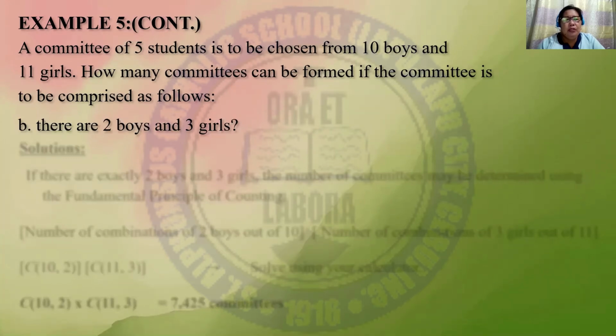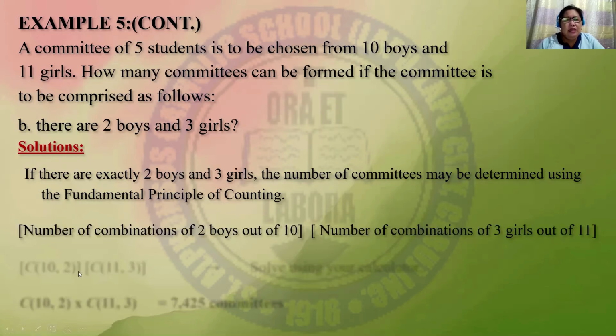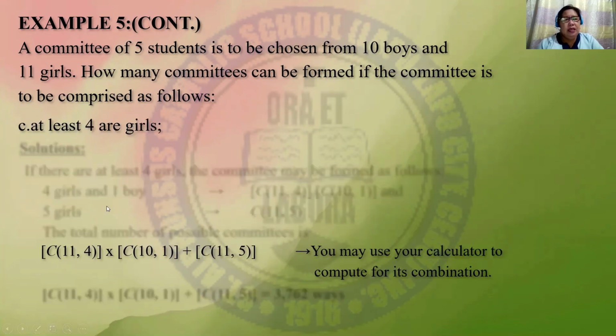Next, for letter B. For 2 boys and 3 girls. Solutions. If there are exactly 2 boys and 3 girls, the number of committees may be determined using the fundamental principle of counting. That is, the number of combinations of 2 boys out of 10 times the number of combinations of 3 girls out of 11. So, what we have is 2 boys from 10 boys and 3 girls from 11 girls in order to have a committee of 5 students. You can solve this directly using the calculator, and the result is 7,425 committees.